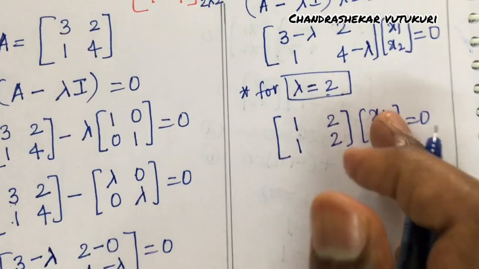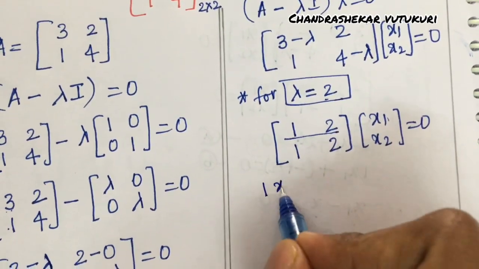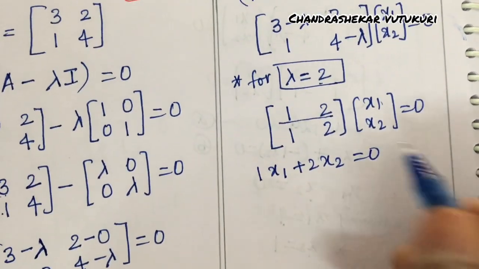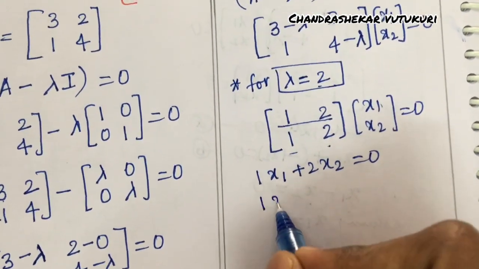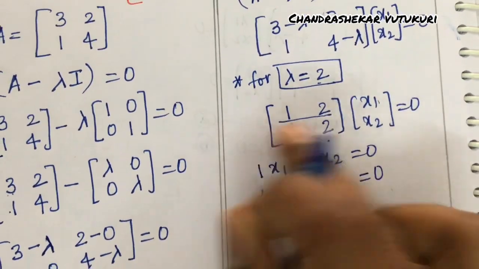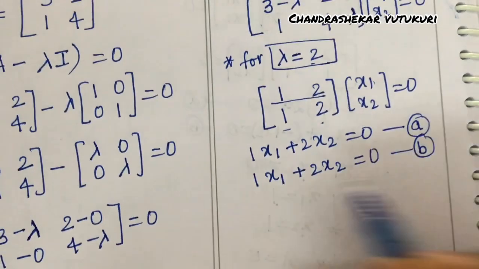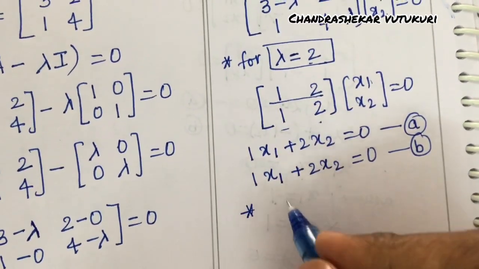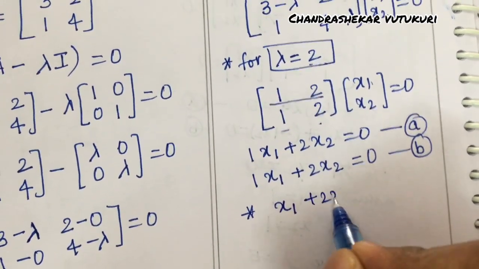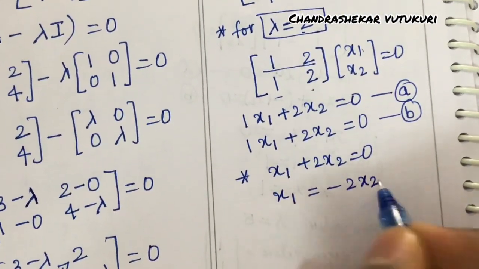Now, upon multiplication, we are going to multiply the row followed by column, isn't it? So, 1 into x1 plus 2 into x2 equals 0 is said to be equation 1, and the row followed by column, again you are going to get the same. Why? It is because of the matrix size and the elements in the matrix are also of same nature. Let me write this is the A equation and this is the B equation. Now, as both are same, I am going to take either A or B. So, x1 plus 2x2 equals 0. From this I can write x1 equals minus 2x2, dear students.